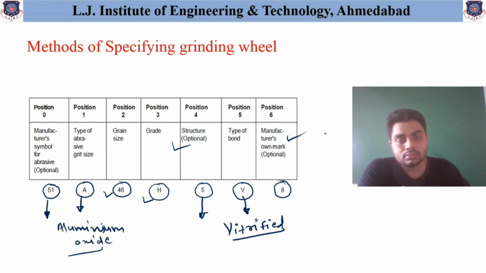And the last one is nothing but the manufacturer's own mark. This 8 indicates the manufacturer's own mark, meaning it may be an interpretation that is required for different industries. From an exam point of view, this specification of grinding wheel is most and most important, and you must remember the chart from the last PPT I have shown, because that interpretation is most important. And from that, by giving one example, you can easily attempt if the question is asked to explain the specification of grinding wheel in detail.